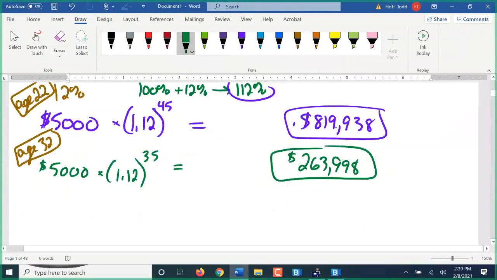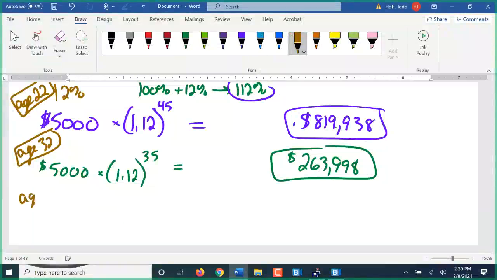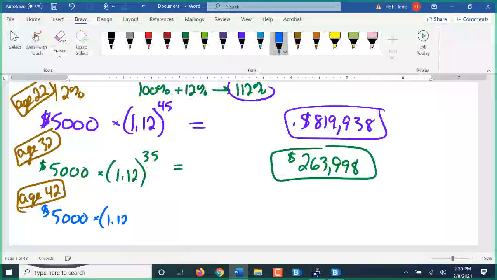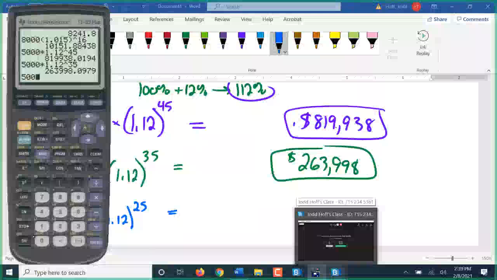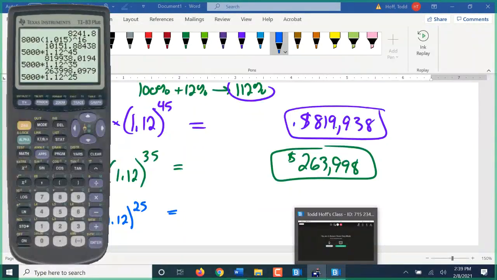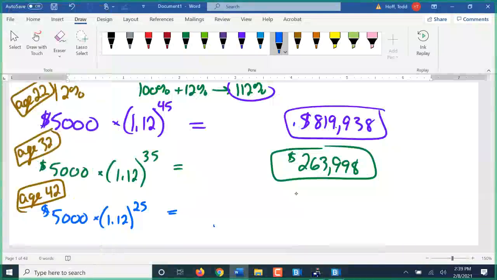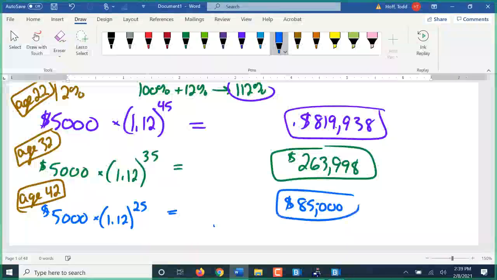Now, I'm 47 technically. Let's say you wait until you're 42. You're not quite my age. That's going to only be 25 years. You got it. $5,000 grows to much less. Compare that money at 42 to what it would have been if you put it away at 22: almost 10 times as much.